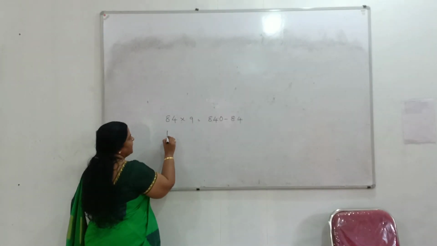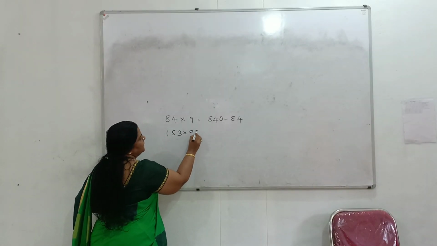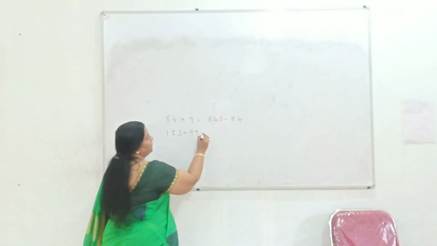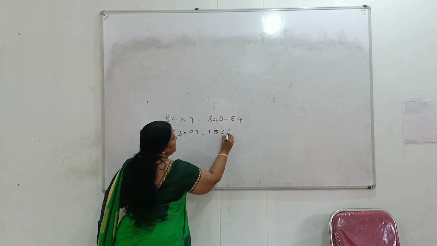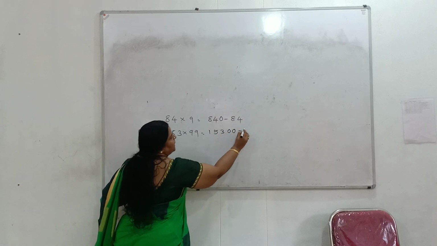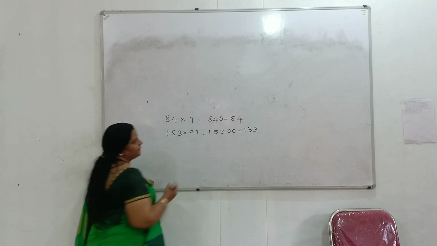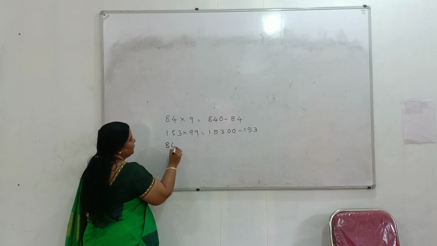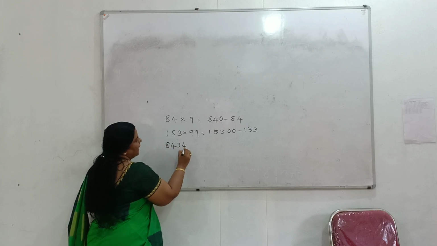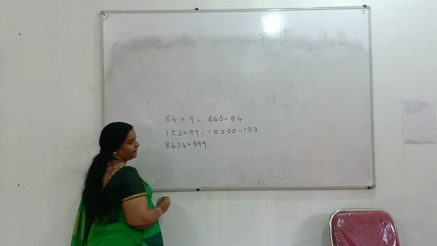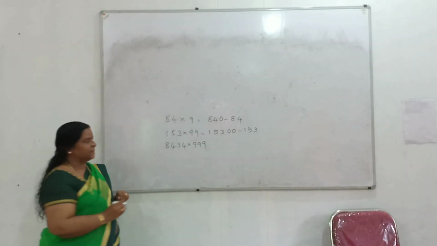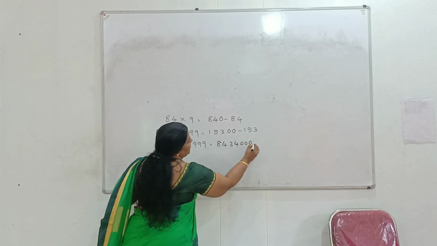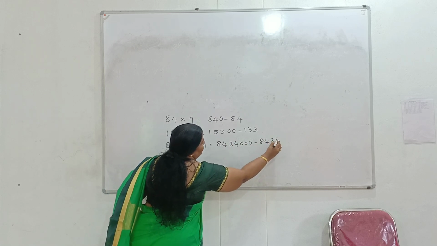If you multiply a number by 99, how many 9s are here? 2 9s. So put 2 zeros to that number and subtract 153 from that number, we will get the answer. If you want to multiply a number by 999, how many 9s? 3 9s. So put 3 zeros to that number, 8434000, and subtract 8434 from that number, we will get the answer.